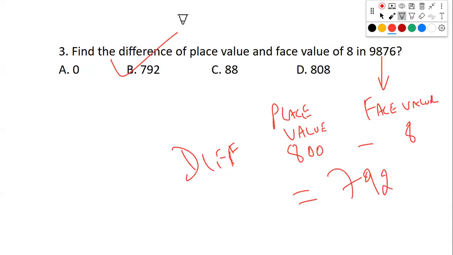Got it? Sometimes if it appears as a question, you should be able to do it.